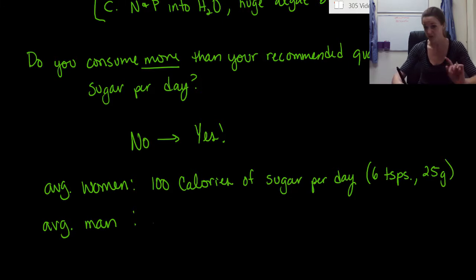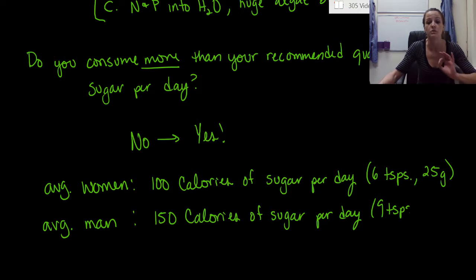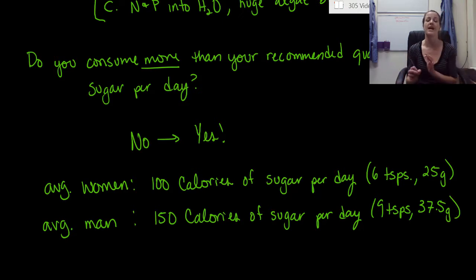Whereas the average man, you lucky men, you can have a little bit more. You're allowed to have about 150 calories of sugar per day. And just to give you a frame of reference as well, this is equivalent to about 9 teaspoons, again teaspoons, not tablespoons, the smaller ones, and it's about 37.5 grams of sugar per day. It is not a lot. So I would recommend you go back through, check the nutritional labels, and figure out how much is there. Is there a lot? Is there a little? I don't know. Take care of yourself, drink water, and eat well.